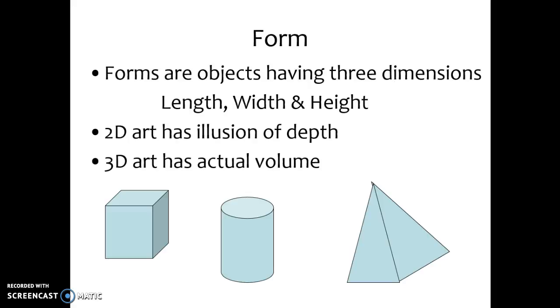a shape. Two-dimensional art has the illusion of depth, so on a flat surface you don't have real forms, but you have tricks and techniques that help you create the idea of a realistic form. For three-dimensional art, such as sculpture, you will have actual form that you can physically measure.